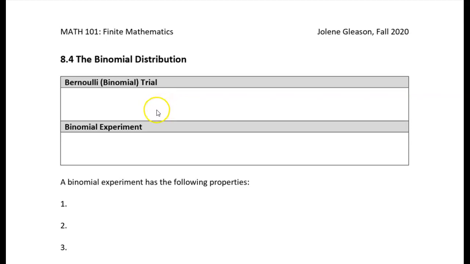So either way, oftentimes we're interested in experiments that have two possible outcomes, and a Bernoulli trial is an experiment with two possible outcomes. So that's what a Bernoulli trial or a binomial trial is. It's just an experiment with two possible outcomes, and it was named after Jacob Bernoulli, who did a lot of work with statistics and with these kinds of problems where there was just two possible outcomes.